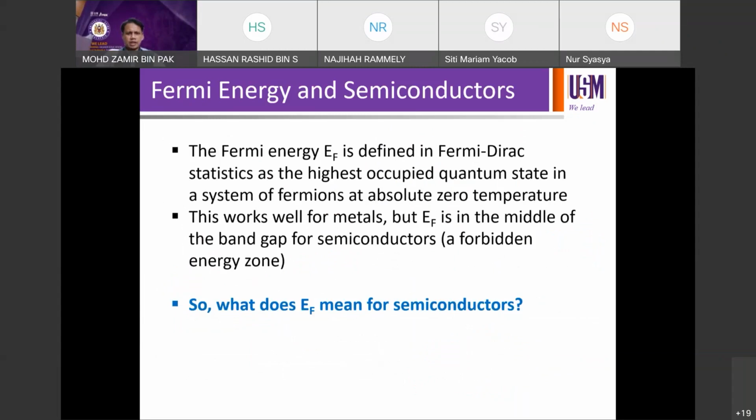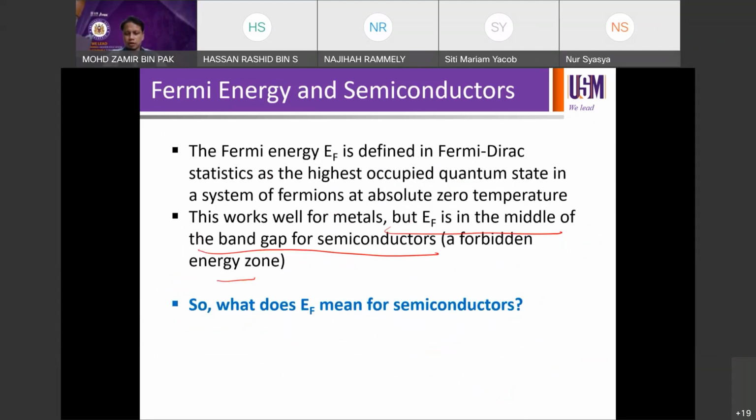The Fermi energy EF is defined in Fermi-Dirac statistics as the highest occupied quantum state in a system of fermions. In this case, we're talking about electrons at absolute zero temperature. This works well for metal, but EF is in the middle of the band gap for semiconductors, the forbidden energy gap. So this means that EF is in the middle of the band gap of a semiconductor.